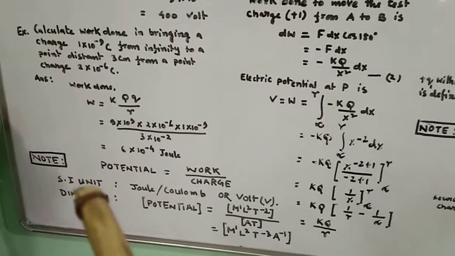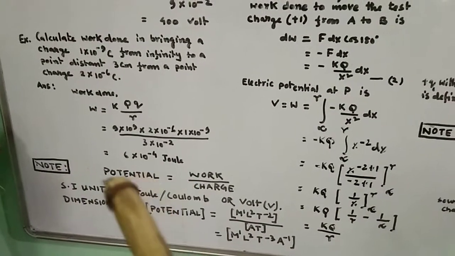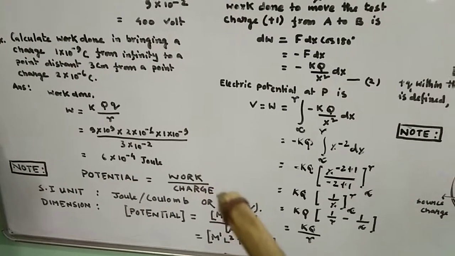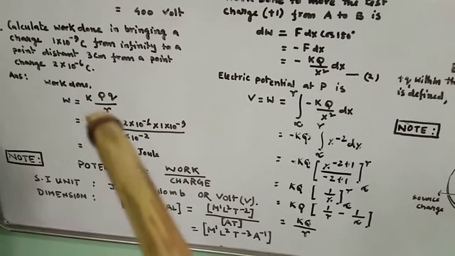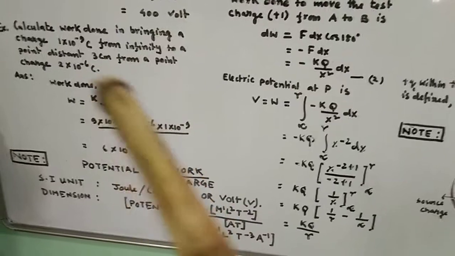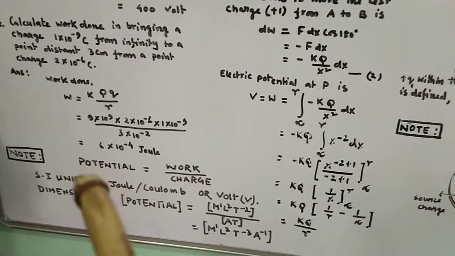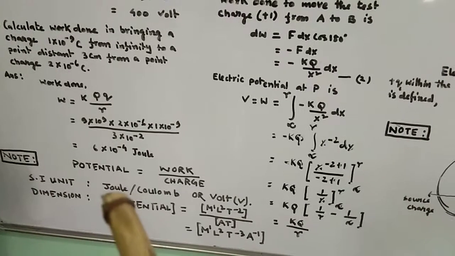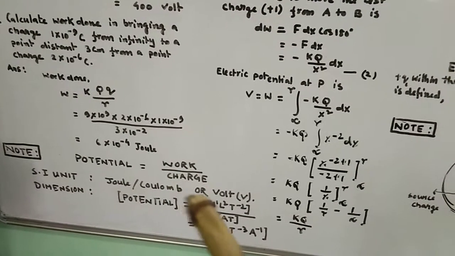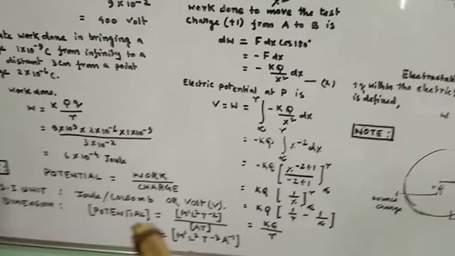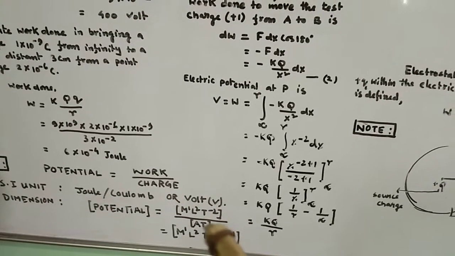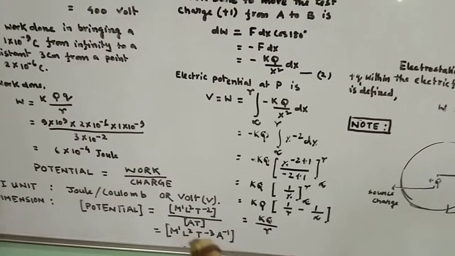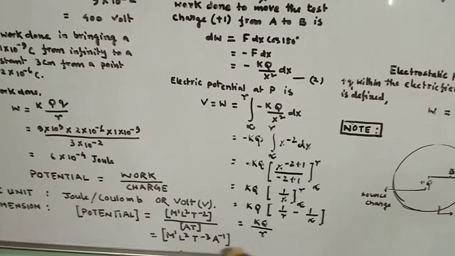Now potential is basically a scalar quantity, note this. Potential is work done per unit charge. So work is nothing but potential into charge. That's why we have multiplied by the test charge to define the work, potential into charge. Now the SI unit for potential is joule per coulomb, or volt you can say, and the dimension for potential: work is M1 L2 T minus 2 and charge is AT. We have discussed in the previous class, chapter 1, M1 L2 T minus 3 A minus 1. So please go for this definition.